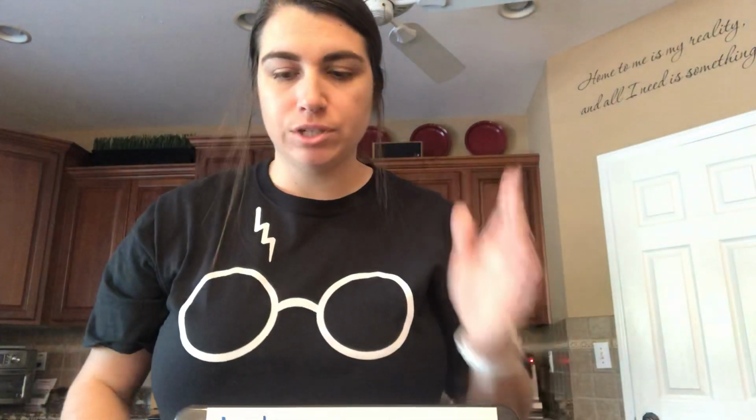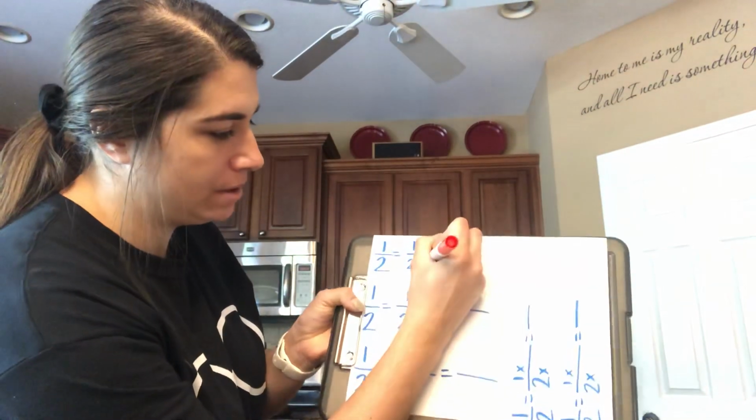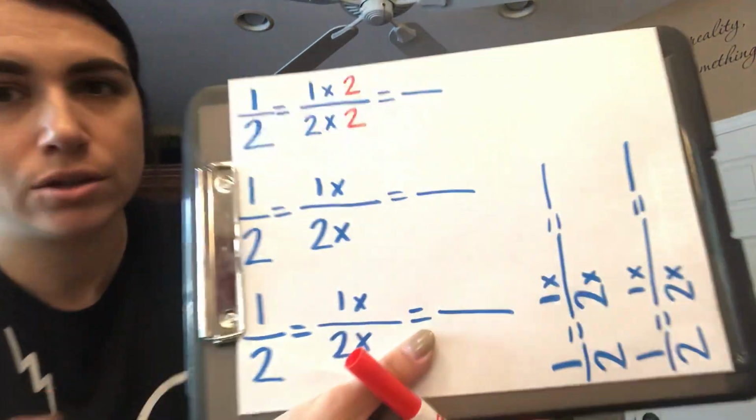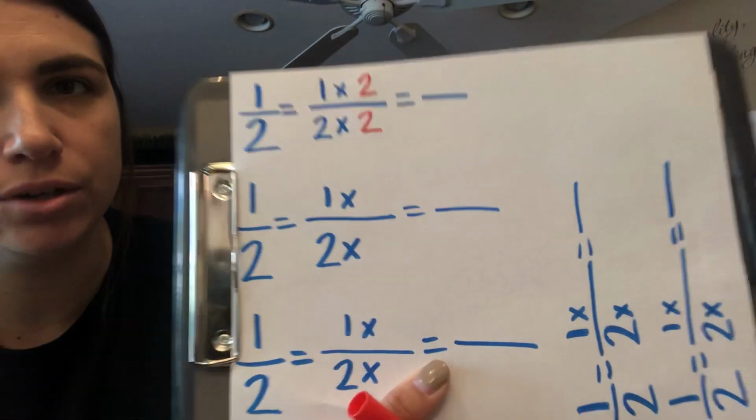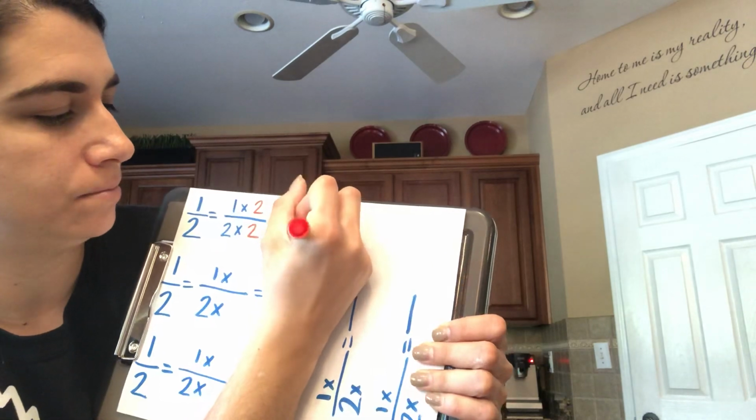All right, and then I'm going to go ahead and solve. So the first thing I'm going to do is I'm going to take 1/2 times, let's do 2. So I'm gonna put 2 on the top and the bottom. So I'm going to multiply 1 times 2, which is 2, and 2 times 2, which is 4.